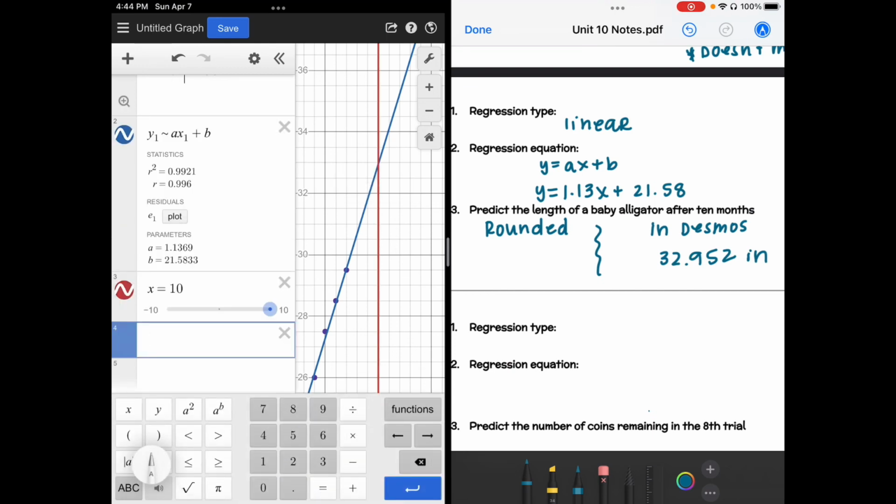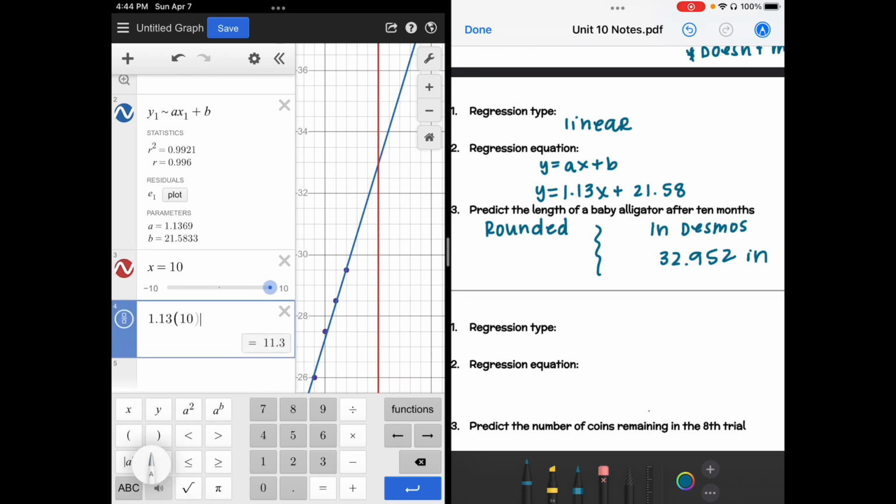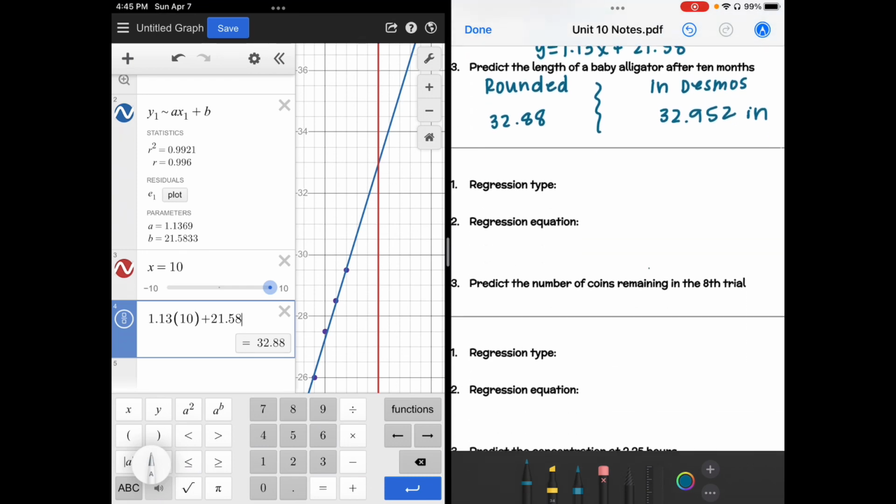So let's see if we type in our rounded equation, how that affects our answer. So 1.13, parentheses, it says x is 10 plus 21.58. So we're just plugging x is 10 into that equation. So rounded, we get 32.88. So it's really not that far off. But again, if Delta Math asks you to use the rounded equation, use it, because you'll get marked wrong, and I know y'all don't want to do extra work when you technically got the right answer.